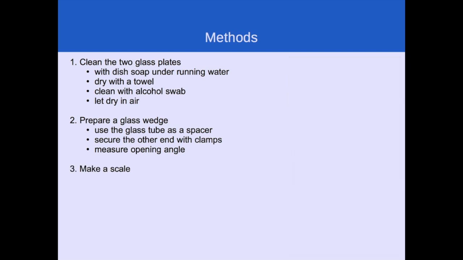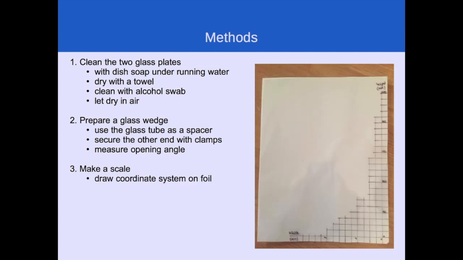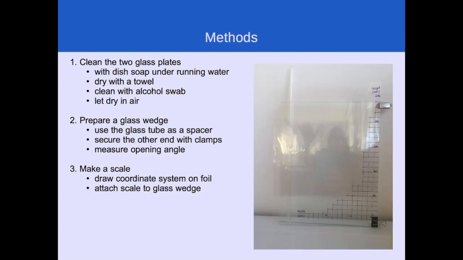Step number 3 is making a scale to get a quantitative analysis of how high your water has risen in terms of the opening angle. Here you just use your clear foil and draw a coordinate system on it, with the capillary height on the y-axis and the width of the plate on the x-axis. Then you attach the scale to your glass wedge.